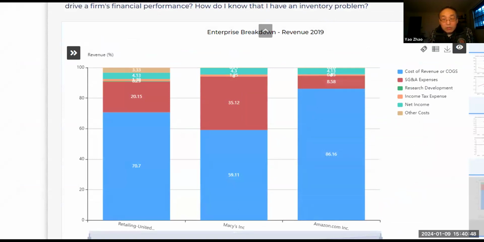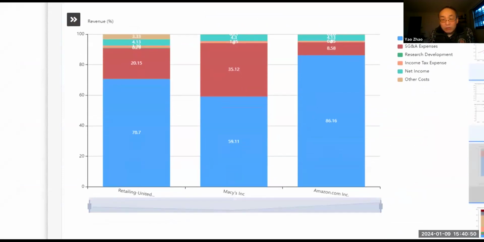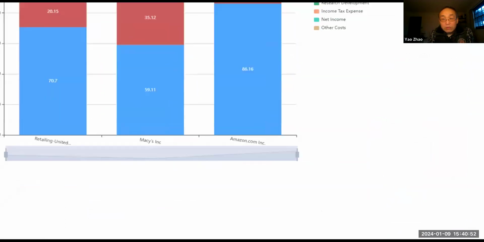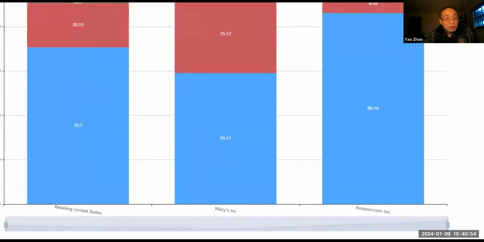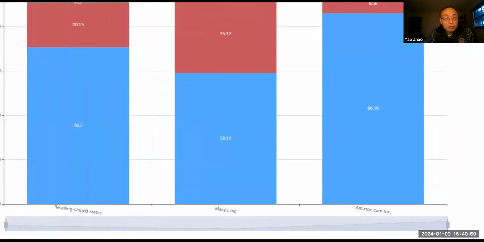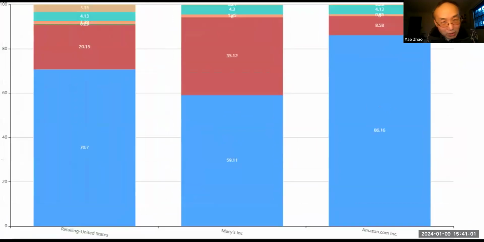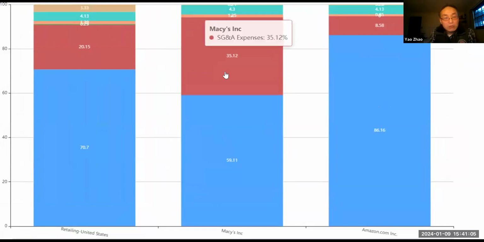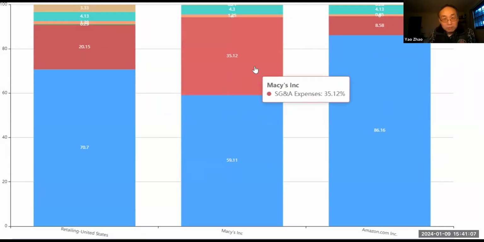This is Macy's. Oh, this is not year 2021. Let me see which year this is. 2019. Oh, 2021. That's during the pandemic. So Macy's lost pretty badly, which is worse. So let's look at 2019, which is a normal year.